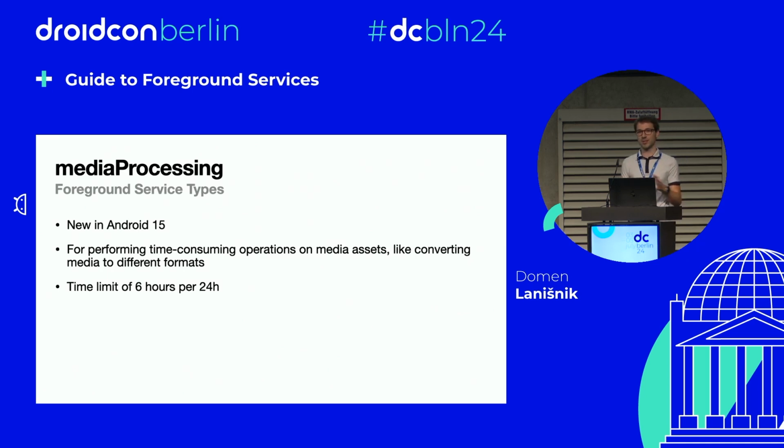So even if you were to declare like 3 foreground services with this type, it wouldn't sum up, but it would still be 6 hours. And if you go over this limit, the system will call onTimeout in your service, and it will shut it down within the next few seconds.